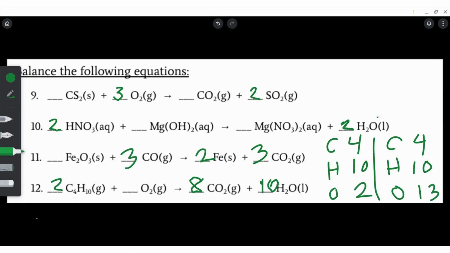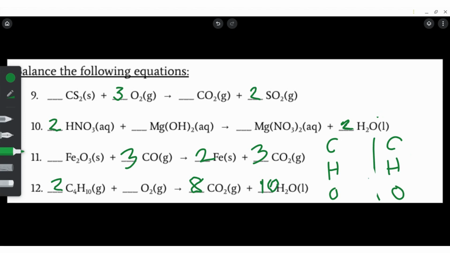Okay, back to my weird clicking. I don't know why the touchscreen isn't letting me work. And then I'm just going to go through and count up everything and see if we can get a nicer number to balance the oxygens.